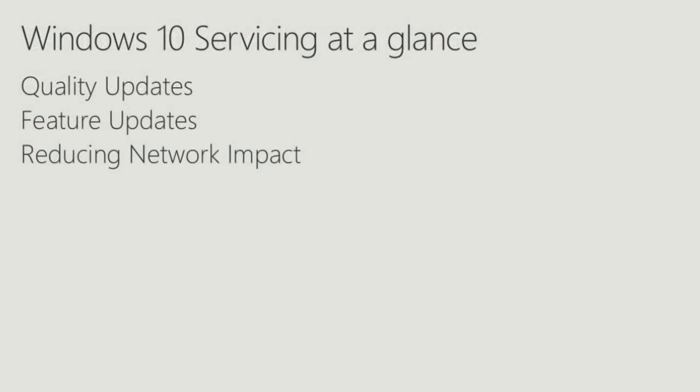So let's talk about Windows 10 servicing at a glance. We're going to talk about quality updates, feature updates, and we're also going to talk about reducing network impact. The deal with Windows 10 is that, even for Windows 7 now, Microsoft is releasing these monthly updates, sometimes multiple times a month. And they're getting quite big, around a gig or so.